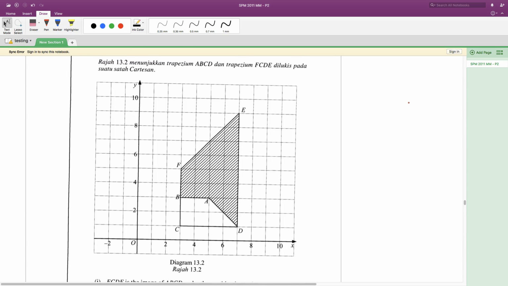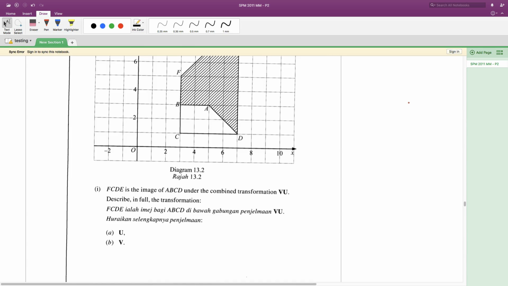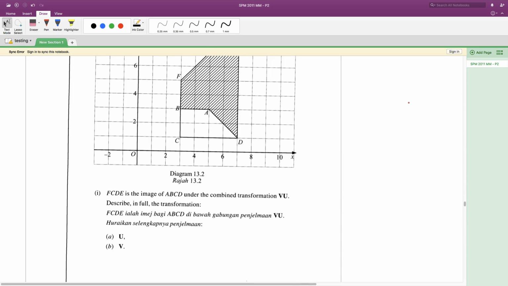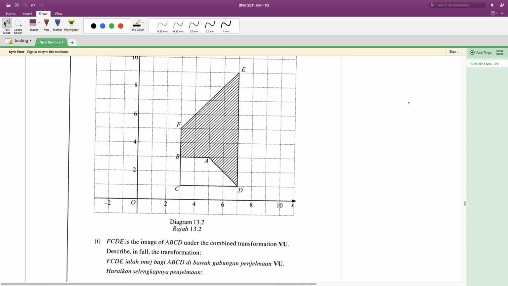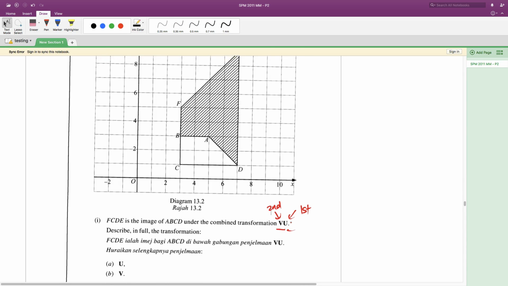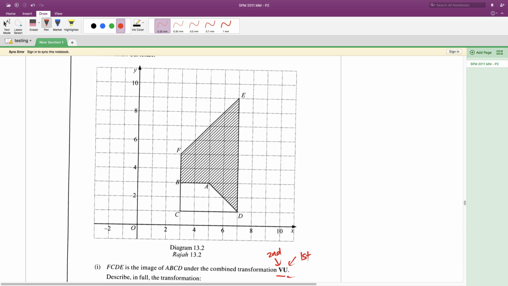This one is a little bit tough, but it's still okay. FCDE is the image of ABCD. So this is ABCD. The big one basically is the image under the combined transformation V and U. So you have to understand he performed U first, then only he performed V. Over here, I want to imagine how this trapezium needs to change until it looks like this. First I think it rotates first. Then second I think is enlargement. It becomes bigger.